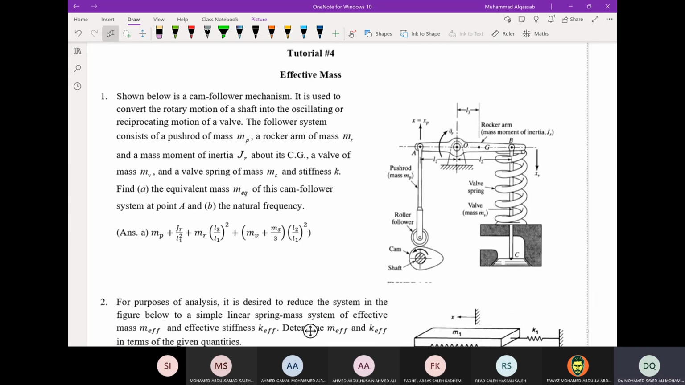Shown below is a cantilever mechanism. It is used to convert the rotary motion of a shaft into oscillating or reciprocating motion of a valve. The follower system consists of a push rod of mass MP, a rocker arm of mass MR and mass moment of inertia JR about its center of gravity, a valve of mass MV, and a valve spring of mass MS and stiffness K. Find the equivalent effective mass of this system at point A and the natural frequency. So point A is this point.